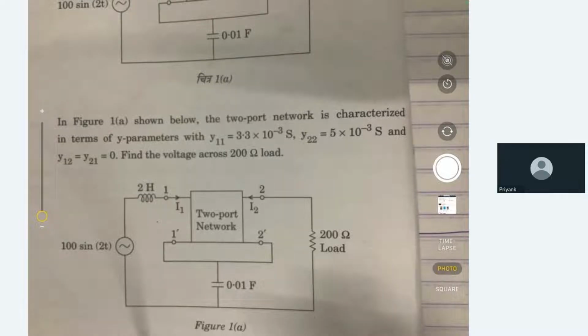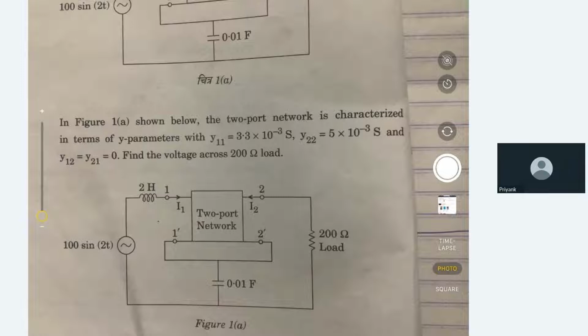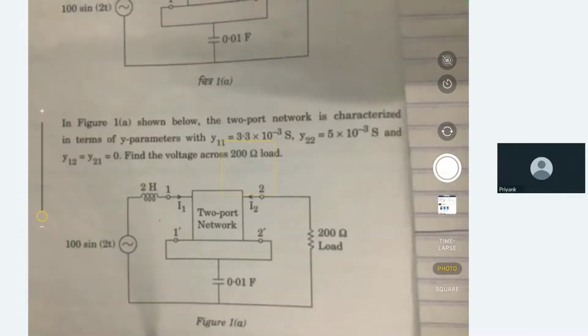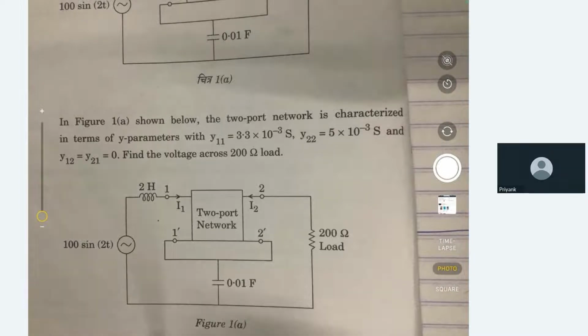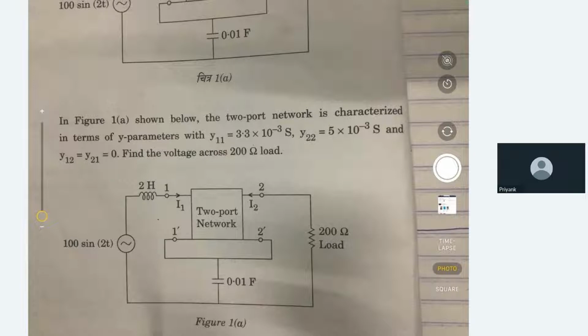So let's start with the first question. It is available on the screen. A two-port network is given, characterized in terms of y-parameters, and they have given the y-parameters y11, y12, y21, y22, and they are asking us to find the voltage across the 200 ohm load. So what we can do in this question is write the equivalent network of the y-parameters.